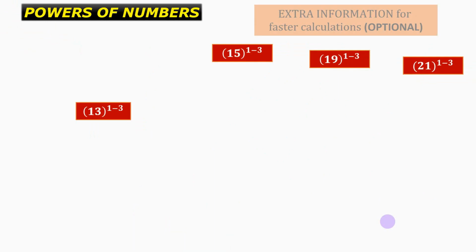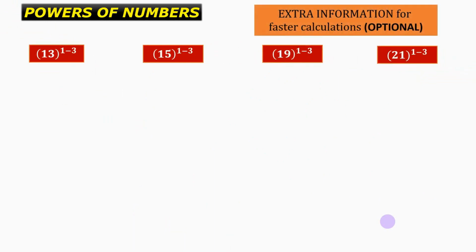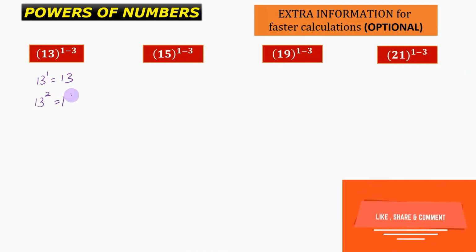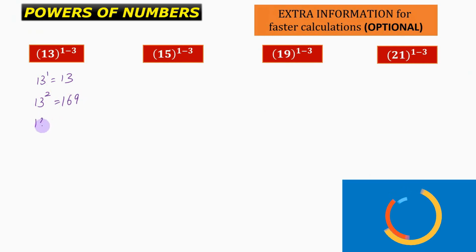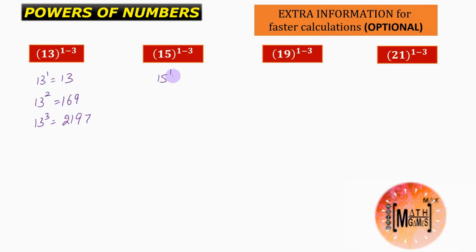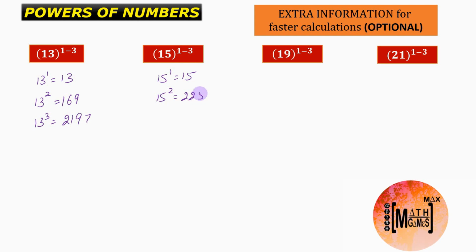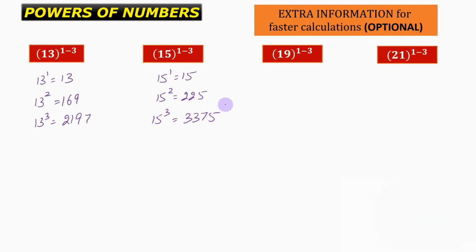Now we have some extra information. Now this is optional. You may or may not remember this, although it is always beneficial if you remember this from competition point of view. So 13 to the power 1 is obviously equal to 13. 13 to the power 2 is equal to 169. 13 to the power 3 is equal to 2197. 15 to the power 1 is obviously equal to 15. 15 square is equal to 225 and 15 cube is equal to 3375.